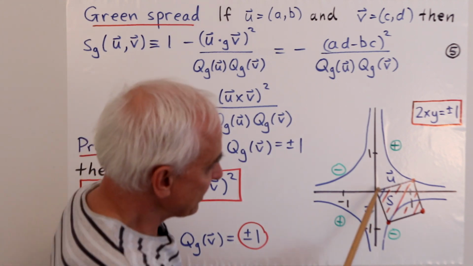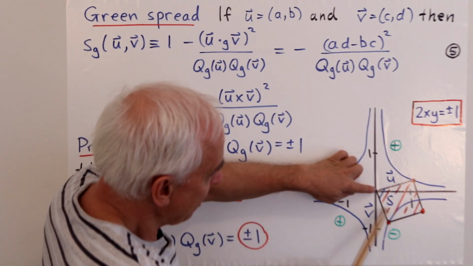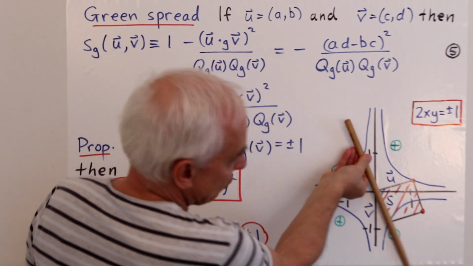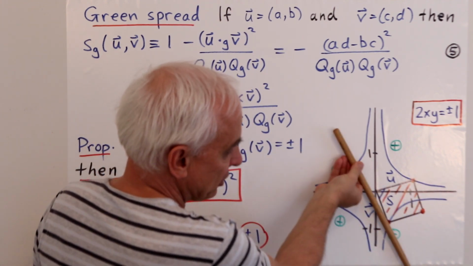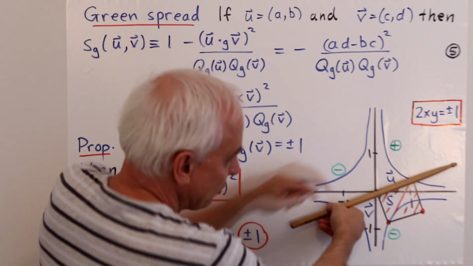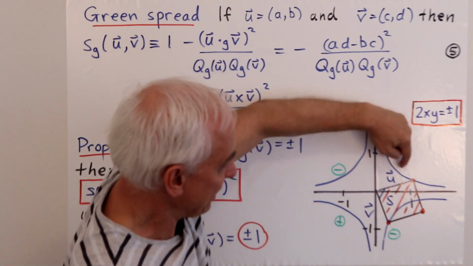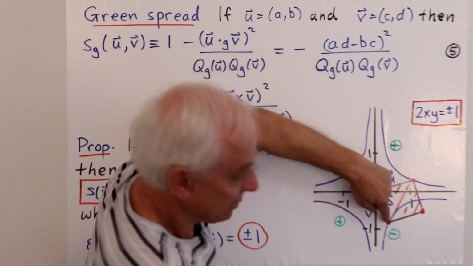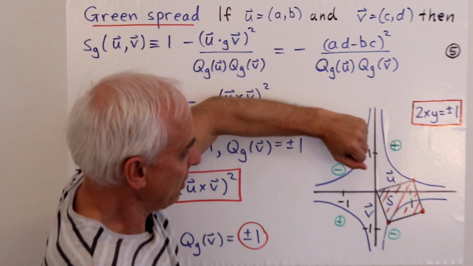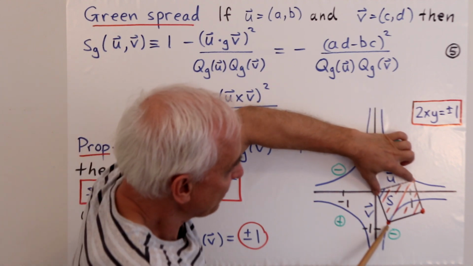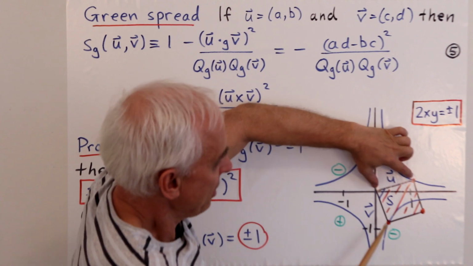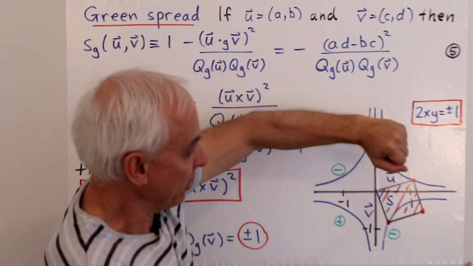So for example, in this situation here, there's the vector u, there's the vector v. We might be interested in the green spread between these two lines. So what we do is we see where this line approximately meets the unit circle, and where this line approximately meets the unit circle. We take these two points and we form the parallelogram formed by them. Okay, this is no longer a square, this is just a parallelogram.